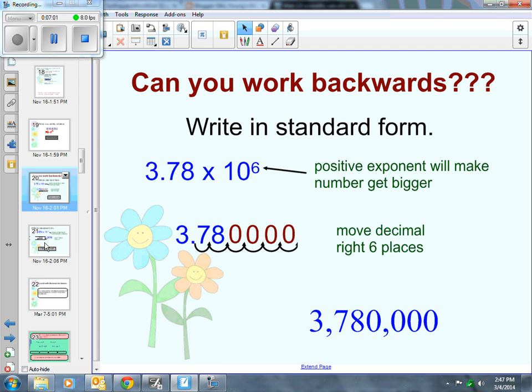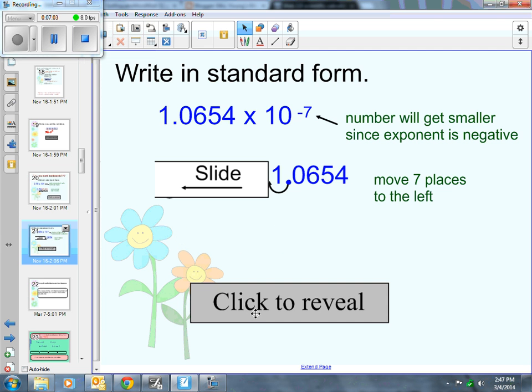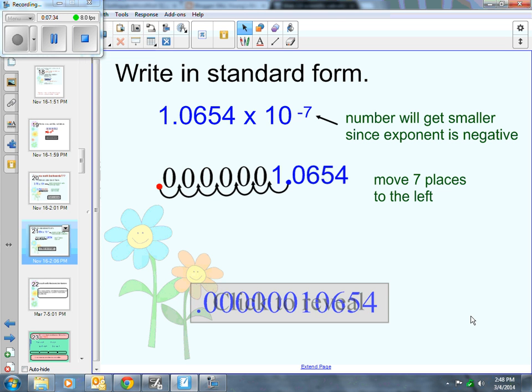All right, we can do the exact same idea working the opposite way. The exponent in this case is telling us that the number is getting smaller because it's negative. So I take my 1.0654 and I move it 7 places, because that's how many it's telling me to do, to the left to make my number really small. And then I just add a bunch of zeros in here. In this case, we're adding 6 zeros. So then my number is going to be that really, really tiny number.